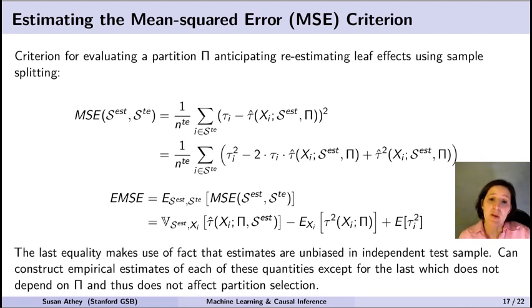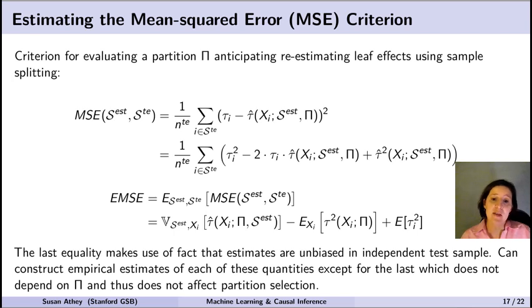Then the middle term is the expectation over x of tau squared. The tau is an unknown parameter. We don't know what the true tau is, but we can estimate that using the data. And so what this is all going to come down to is coming up with good estimators of these two expressions, and then using that as a criteria for choosing pi.